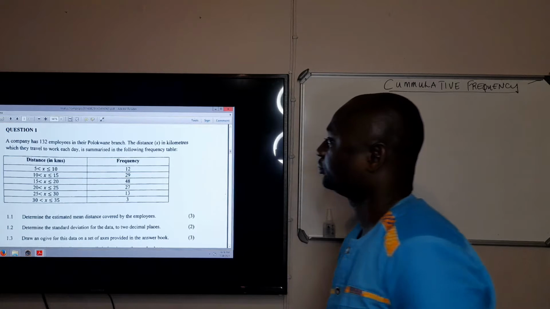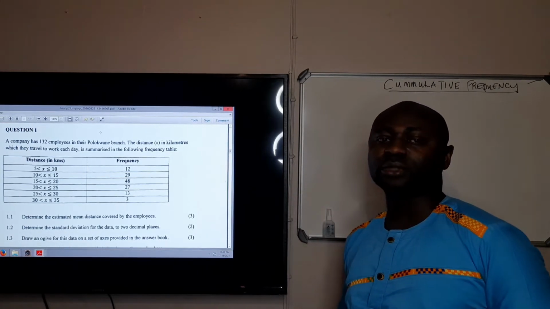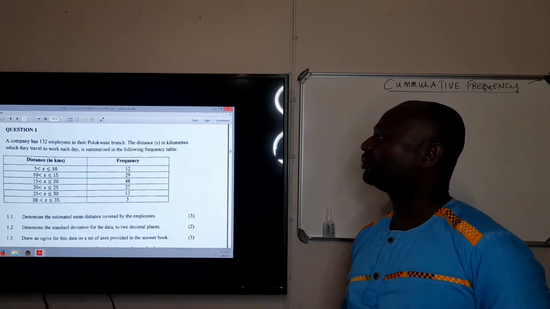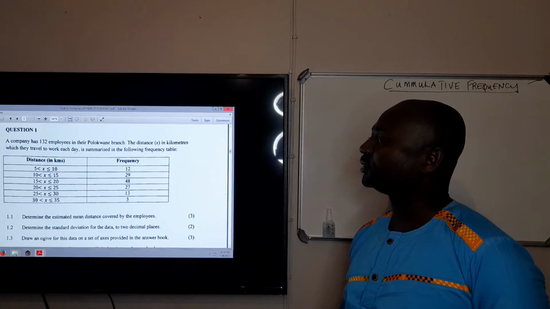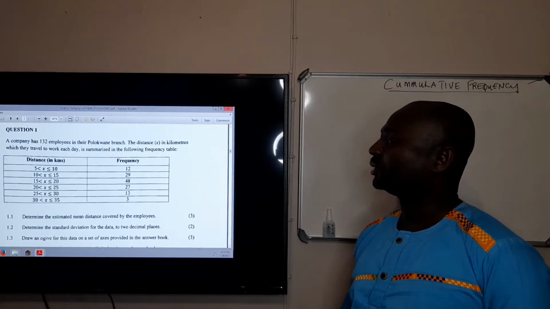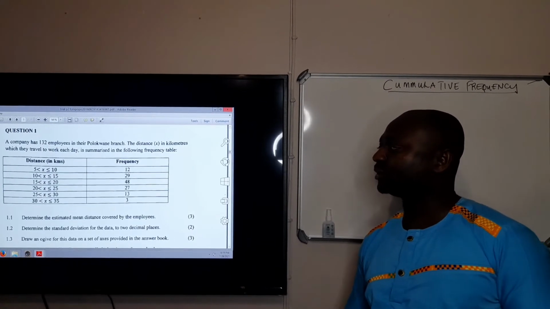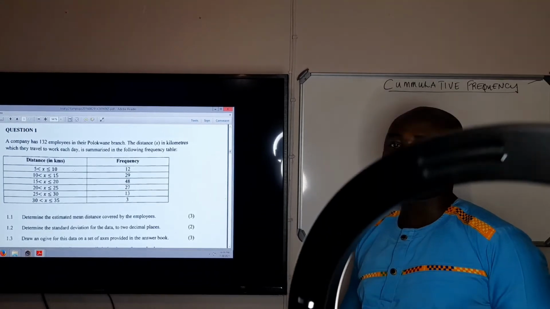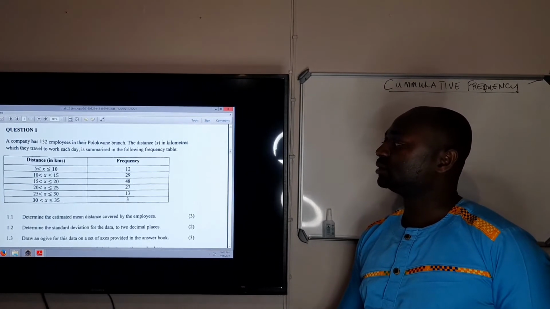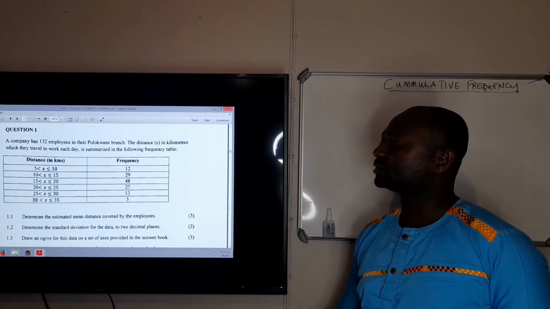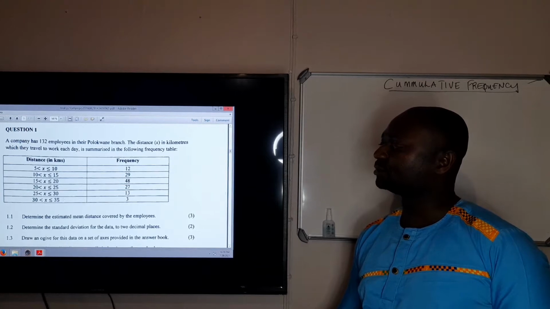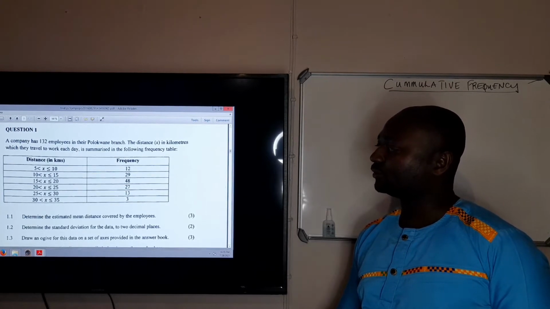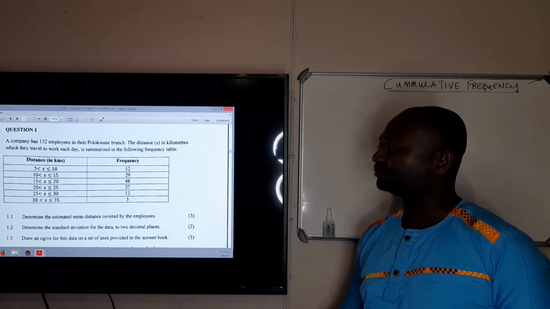So we're going to focus on this question paper from Limpopo in 2016. A company has 132 employees in their Polokwane branch. The distance in kilometers which they travel to work each day is summarized in the following frequency table. They give you the distance in kilometers and the frequency on the other side of the table. The distance starts from 5 less than x less than or equal to 10, and it ends at 30 less than x less than or equal to 35.